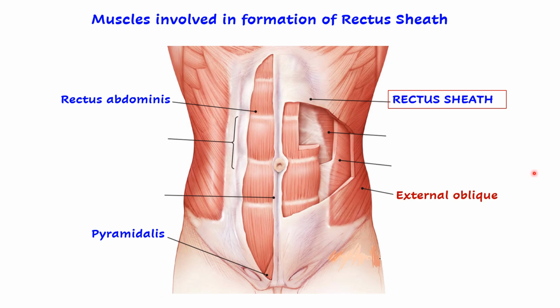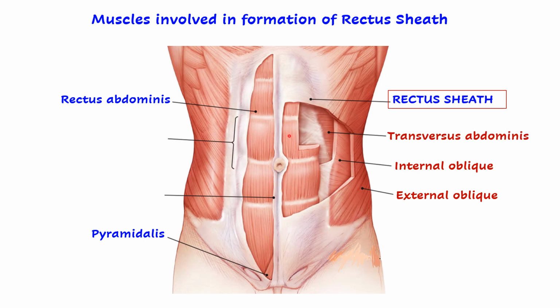Superficial most is the external oblique. So you can see here external oblique, and as it approaches the rectus abdominis muscle, you can see it is becoming aponeurotic, and these aponeurotic fibers are reaching the midline here. Next, deep to the external oblique, we have the internal oblique muscle. Similarly, here also you can see as it approaches the rectus abdominis muscle, the muscle is becoming aponeurotic and it has been cut here. This will also reach the midline. Its aponeurosis will also reach the midline.